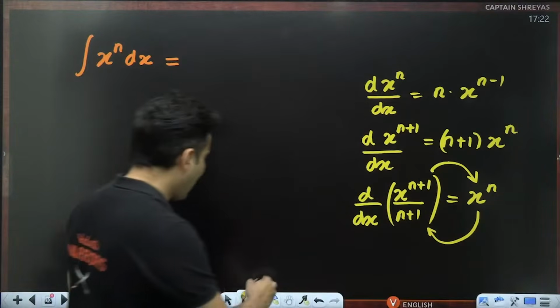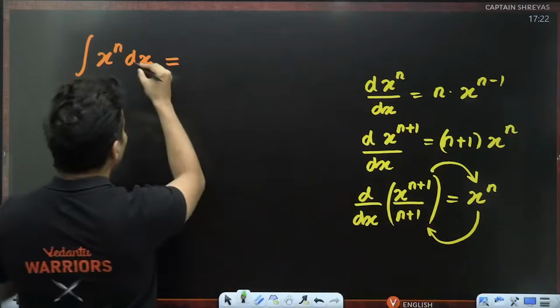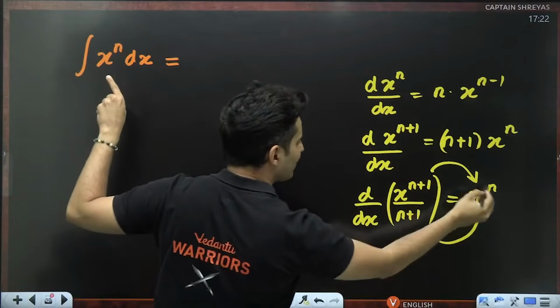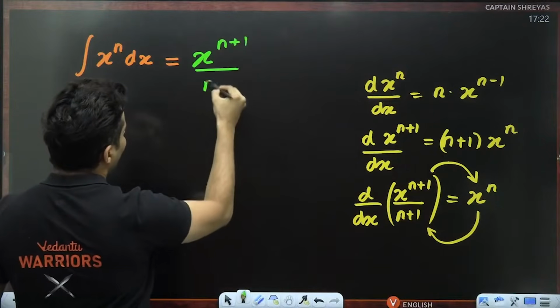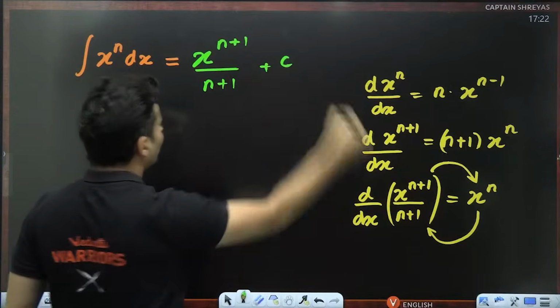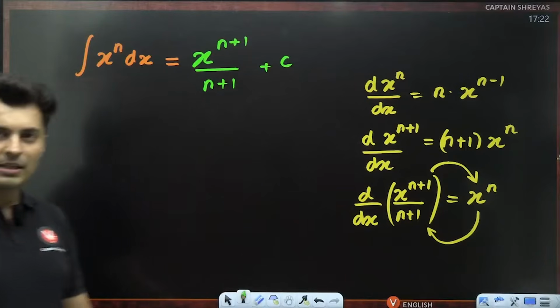Correct? So hence the answer to this question will be, well, the derivative of this was x raised to n. Integration of x raised to n will be x raised to n plus 1 by n plus 1, and for the benefit of the doubt, plus c. That's how I write it.